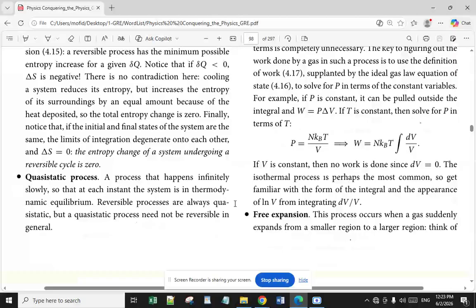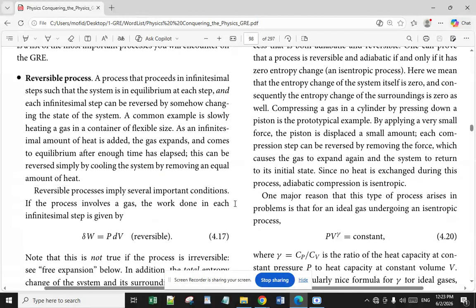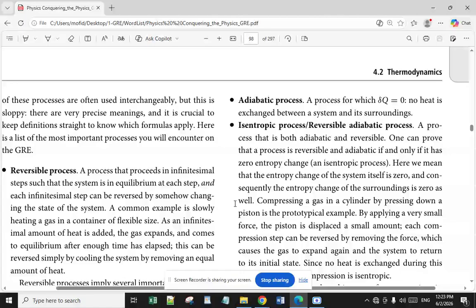Now, the next process is the quasi-static process, a process that happens infinitely slowly, so that at each instant the system is in thermodynamic equilibrium. Reversible processes are always quasi-static, but a quasi-static process need not be reversible in general. The next process is the adiabatic process, a process for which delta Q is equal to zero. No heat is exchanged between the system and its surroundings.